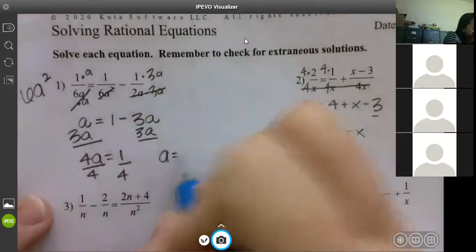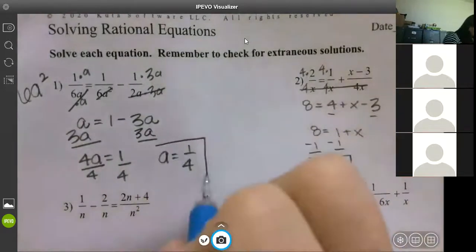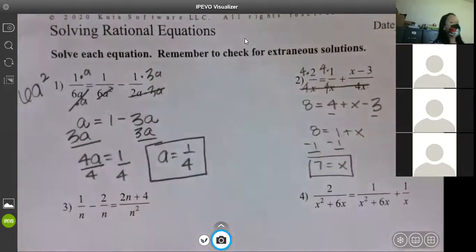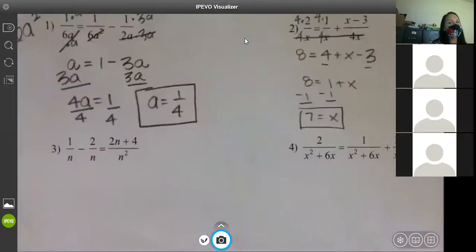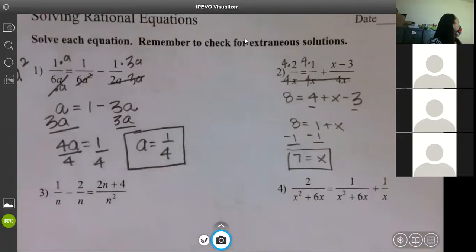I get that A equals 1/4, but I need to be careful. I want to make sure it doesn't give me a 0 in the denominator. It will not. So this is my final answer. So that part where it says check for extraneous solutions, that's what we're doing, is making sure that that answer actually works in the problem.